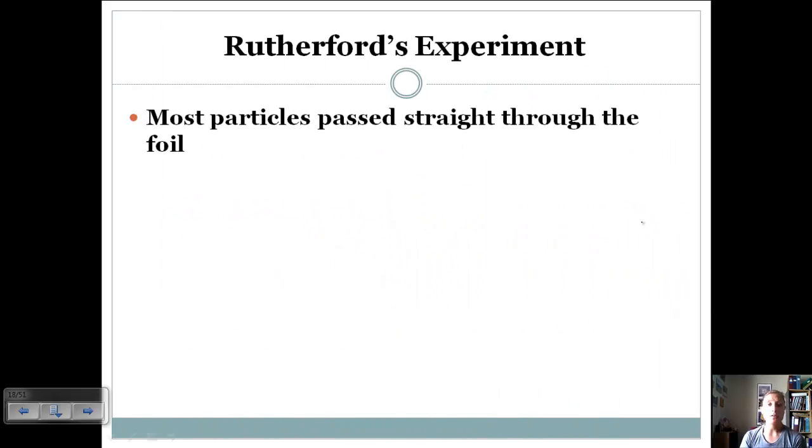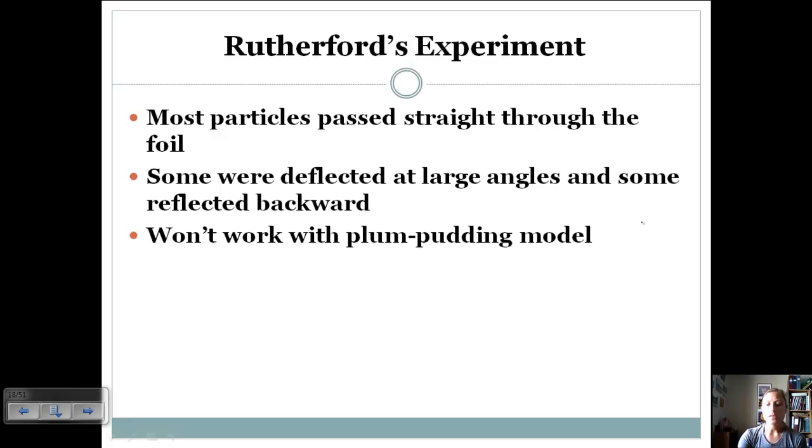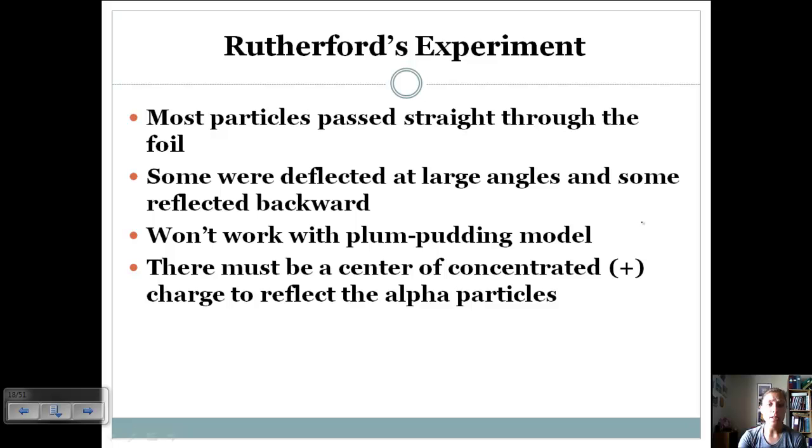Okay, so most of the particles pass straight through the foil. That tells us that there isn't a large amount of positive stuff, because otherwise they would all reflect. Some were reflected back at large angles, and some reflected exactly back. And so that says there's got to be this positive thing, but it's not throughout the whole atom. And so that meant that the plum pudding model probably didn't work anymore.